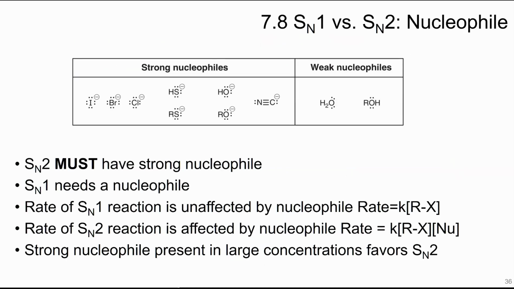So when we're looking at the nucleophile, we mentioned a while ago that SN2 must have a strong nucleophile, so it must be negatively charged. In the SN1, it's forming a carbocation, so it just needs a nucleophile, so it can be a weak one. The rate of an SN1 reaction is not affected by the nucleophile, it only depends on the substrate, whereas the rate of an SN2 reaction is affected by the nucleophile as well as the substrate. So a strong nucleophile present in large concentration favors SN2.